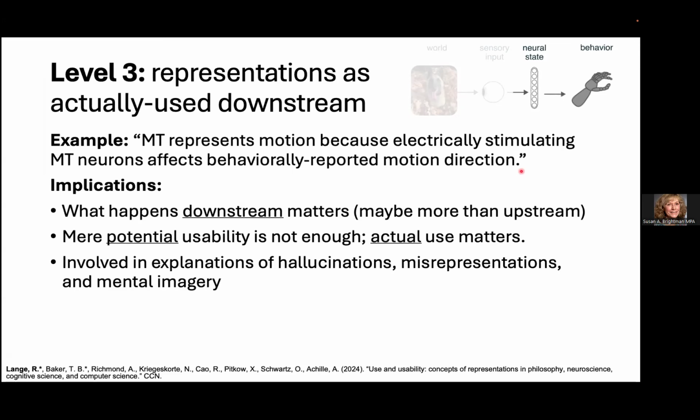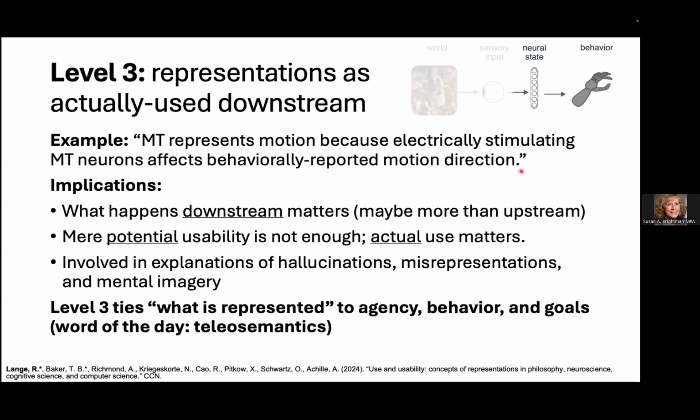You close your eyes and imagine that you're looking at an elephant, and I want to say that your brain is now representing an elephant. There's no elephant in front of you. I can't correlate that with the data. Right? This can only be studied through the perspective of how this influences other processing in your brain. In other words, level 3 ties this concept of what is represented in a system to agency, behavior, goals, and things that happen downstream. So I'm so glad I collaborated with philosophers on this project because I get to learn cool words like teleosemantics, the study of representations in terms of what they do and what goals they support.